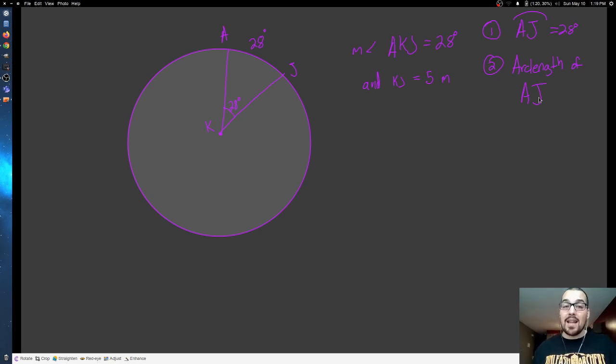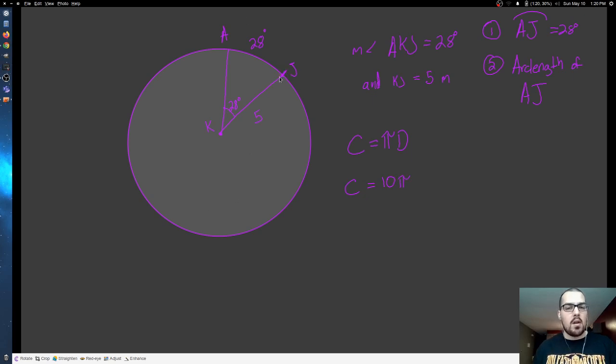Now the arc length of it, well, for that I would say first, what is that term for the outer rim of a full circle? If you remember, that's the circumference. And the formula for circumference is just pi times the diameter. So in this case, since my radius is 5, my circumference would just be 10 pi. But I don't have the full circumference.